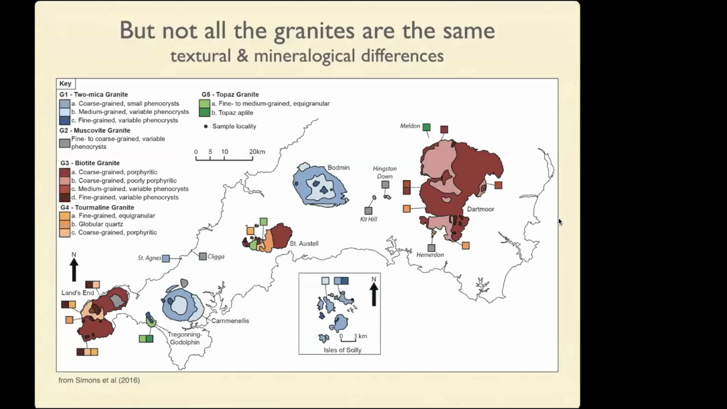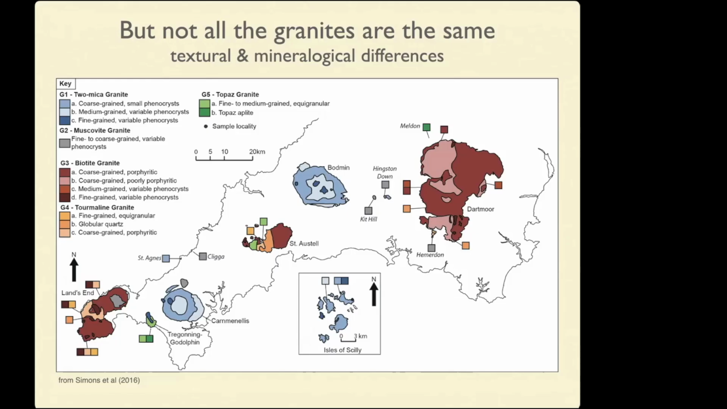But they're not all the same granites. There are some very important differences between the various granites, both textural and mineralogical. So the Land's End granite down here is a biotite granite, as is Dartmoor up here. But both Bodmin and Carmenellis are completely different. They're two mica granites. They've got biotite and muscovite in them. And there are some granites here, like the Tregonning granite around here, which has topaz and lithium mica in it. Completely different. So that's interesting.